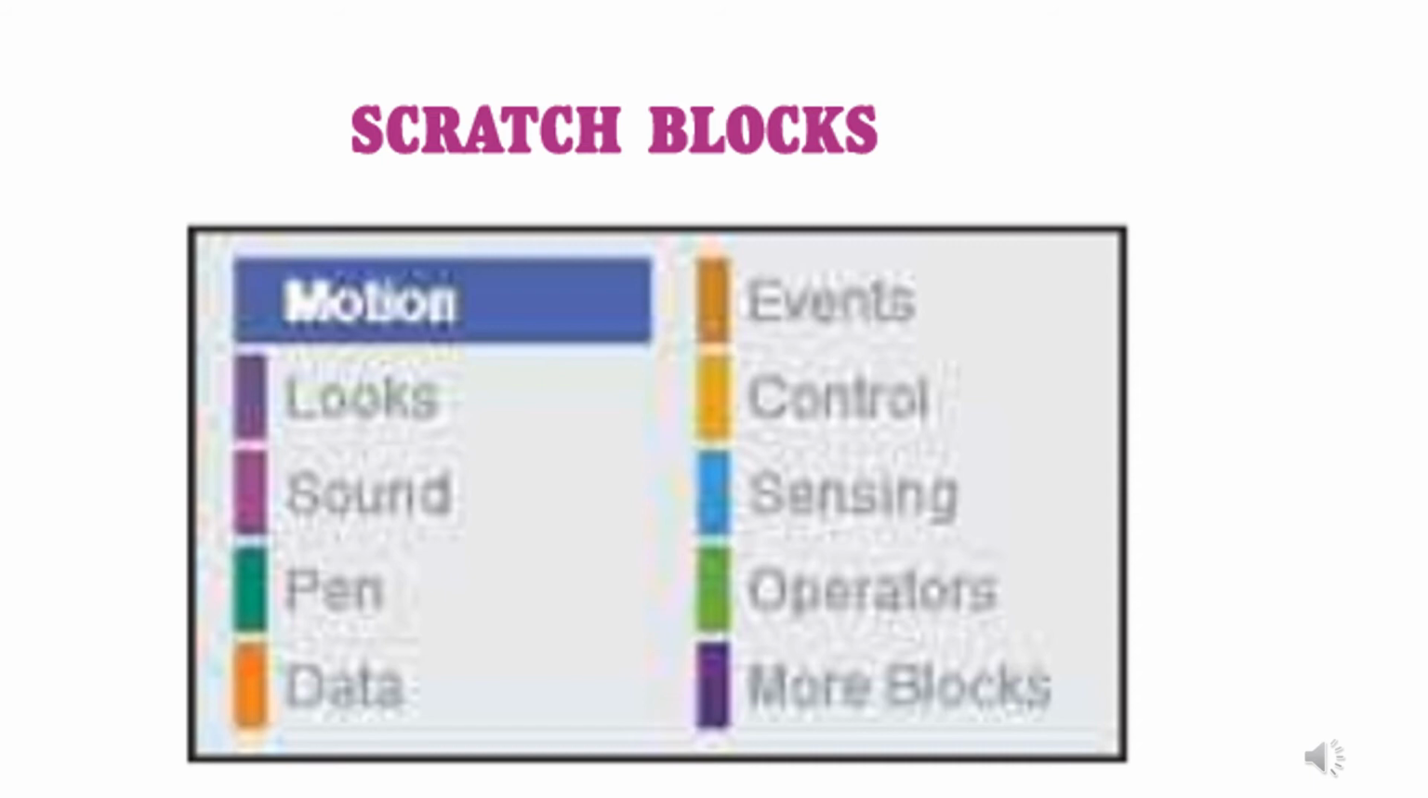Next we have the Sensing block. The Sensing block is used to determine the location of the mouse pointer, or you can check the distance between sprites, or whether the sprite is touching another sprite or not, or whether the sprite is touching the edge or not. You can use this block for that.